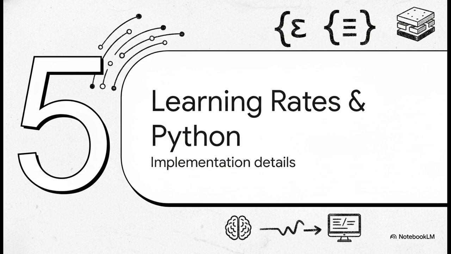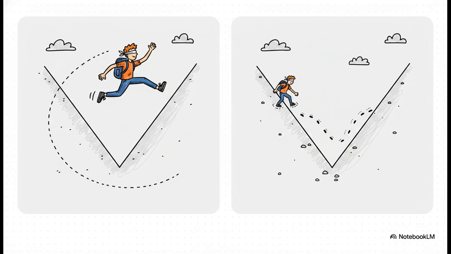All right, Section 5, learning rates in Python. So, think back to our blindfolded hiker for a second. How big of a step should they actually take? That step size is what we call the learning rate. If you set a really high learning rate, your hiker takes giant, reckless leaps. They might actually jump right over the bottom of the valley and end up higher on the other side. Not good.